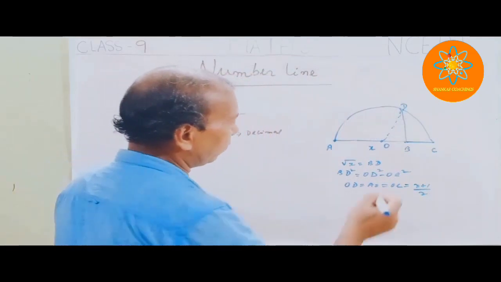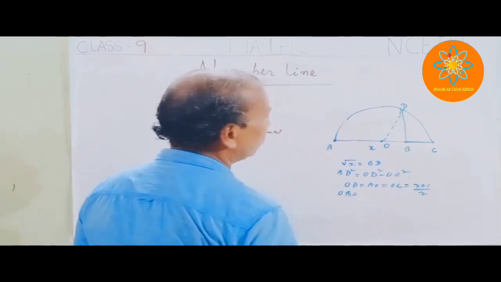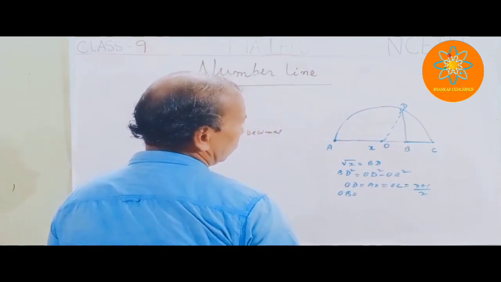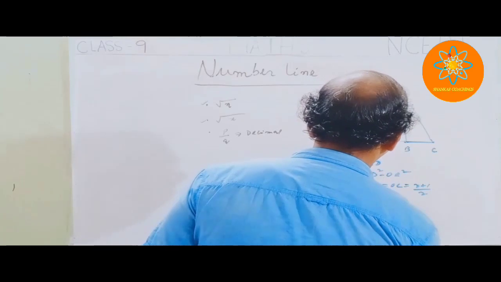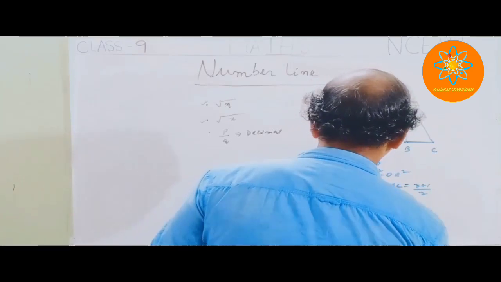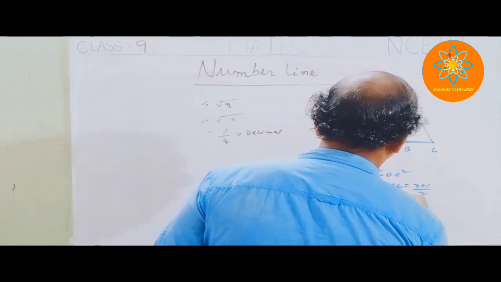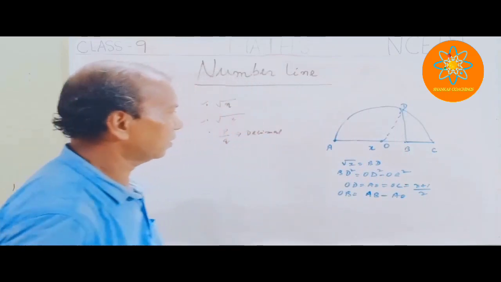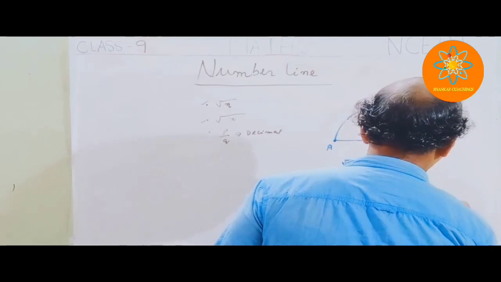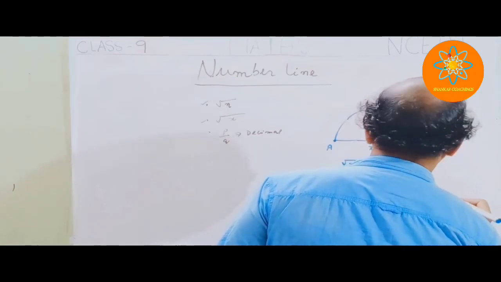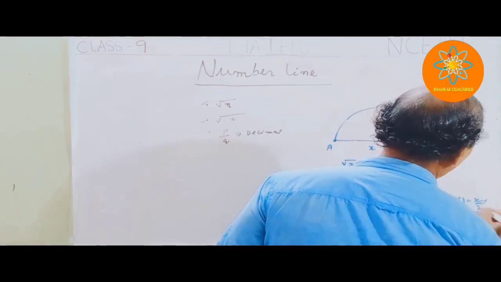Next, I want the value of OB. OB is equal to AB minus AO. AB is x, so this is x minus x plus 1 by 2, which is equal to x minus 1 by 2.